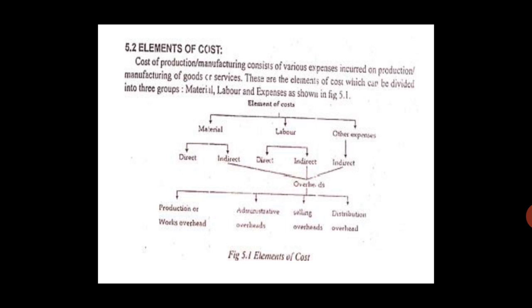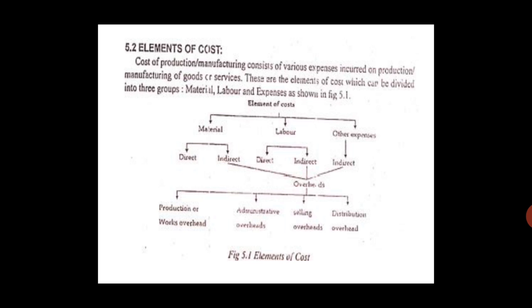First is production or works overhead. Production overhead means, in the factory premises itself, you will have a security person, a crane operating person, managers, supervising engineers, quality control engineers. They are not directly manufacturing. The quality control engineer or supervising engineer is not machining the component, but he is there in the factory premises. So that is production or works overhead.